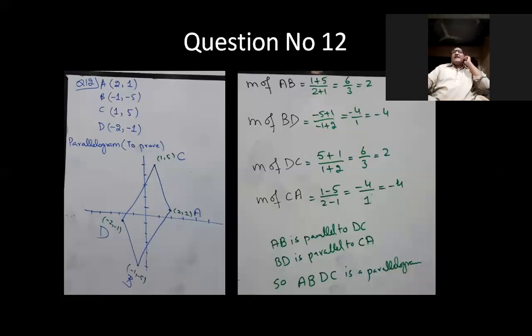And we will see that by finding the gradient, the gradient of the AB will be equal to the gradient of the DC. In the same way, we will see that the gradient of the BD will be equal to the gradient of the AC or CA. So let's find the gradient of the AB.